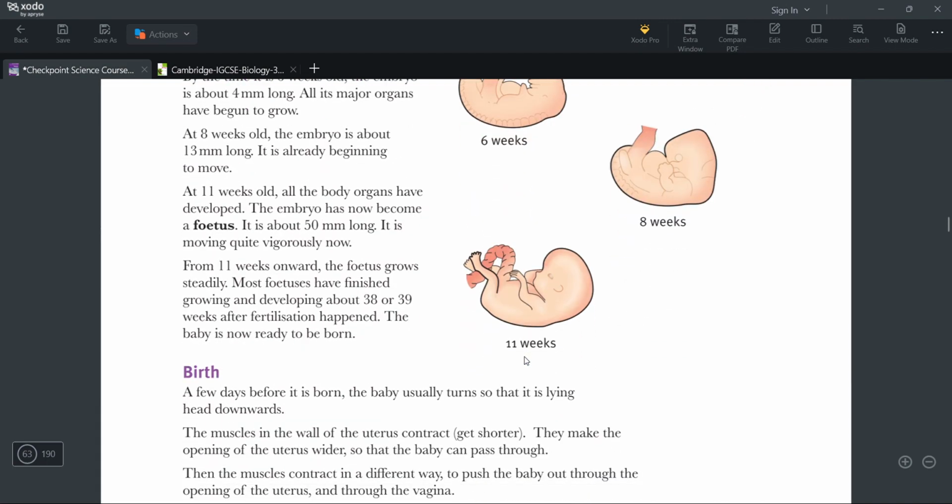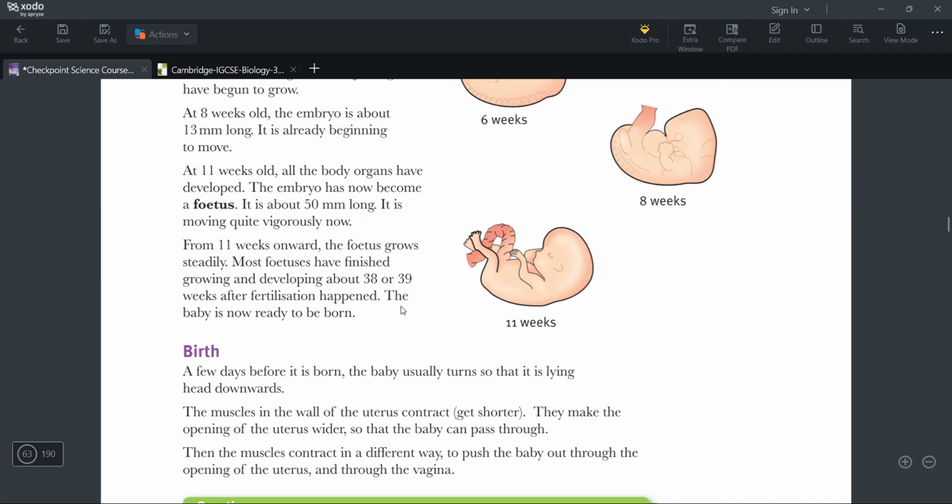Okay, so this is only a view of the first 11 weeks, but it takes all the way up to 38 to 39 weeks to actually be born after that.